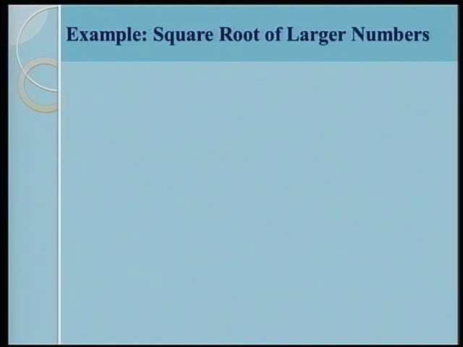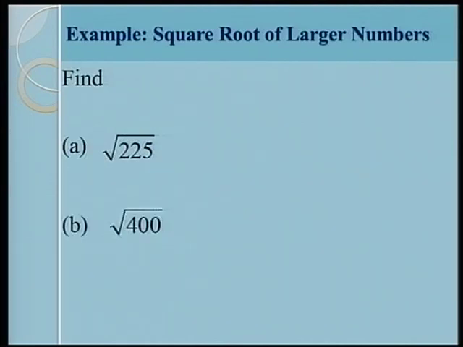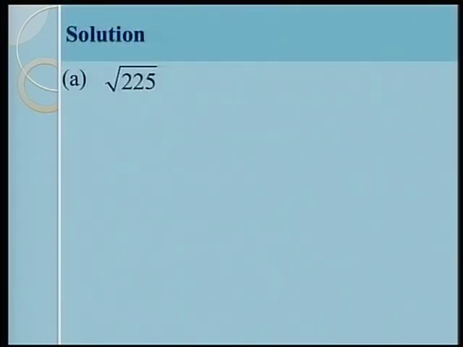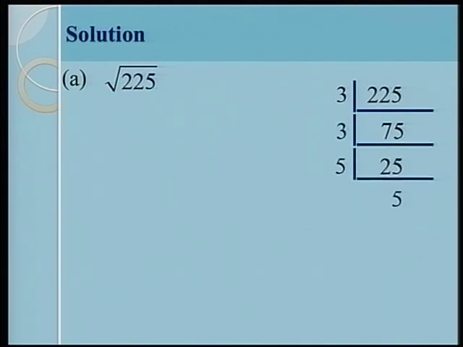We now look at an example of square root of larger numbers. We find square root of 225 and the square root of 400. Let's see the solution. To find square root of 225, we first find the prime factors of 225. So we divide 225 by 3 to obtain 75, then again by 3 to obtain 25, then 25 we divide by 5 to obtain 5, and we again divide by 5 to obtain 1.